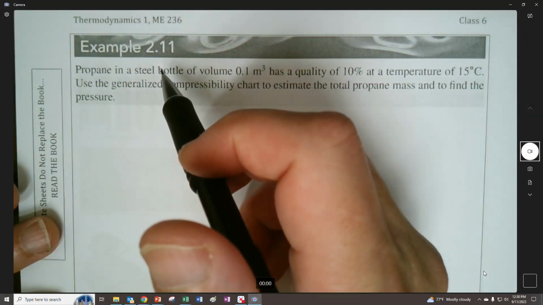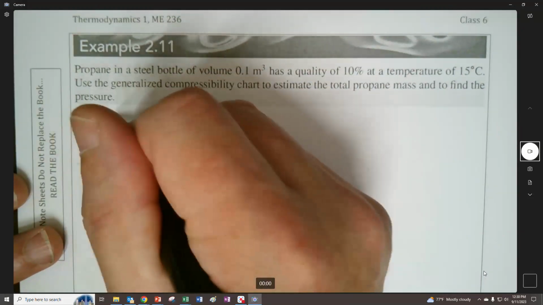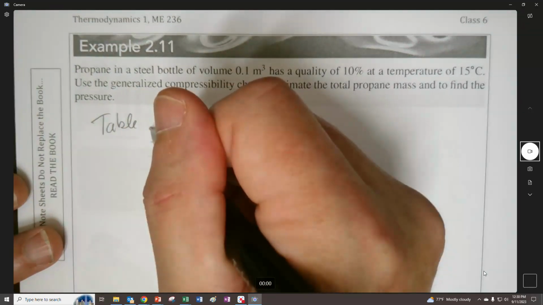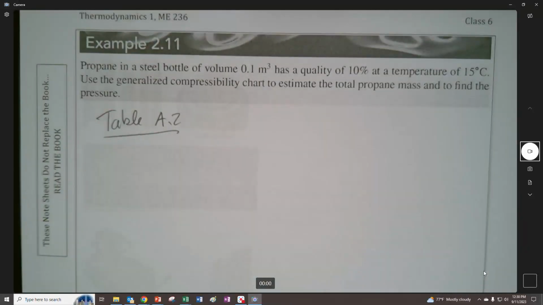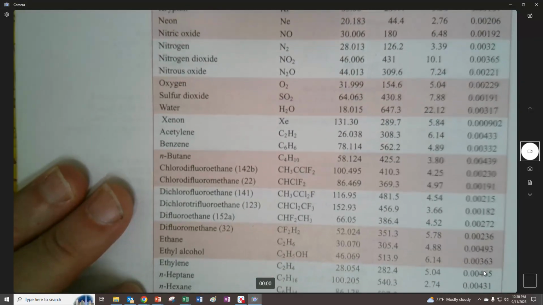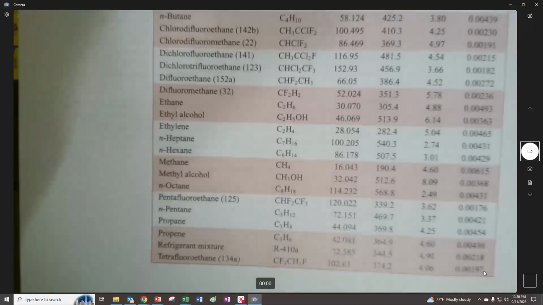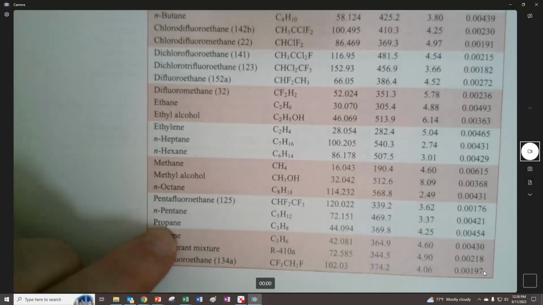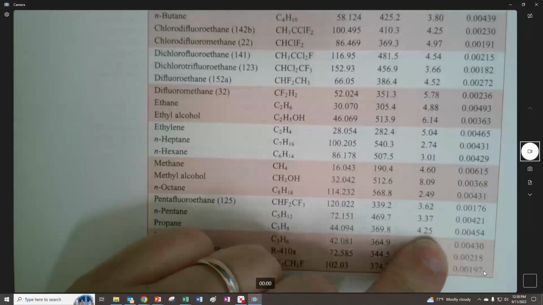So first off, we have propane, so we need some critical things about it. So here is our table. Is it 8.2? Yeah, 8.2. In 8.2, we go to propane. We're at propane. Why are you hiding from me? Oh, you're all the way down there. Okay, all right, so propane has a critical temperature of 369.8 and a critical pressure of 4.25.